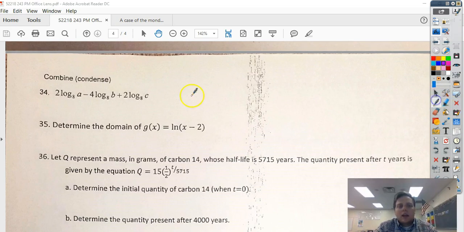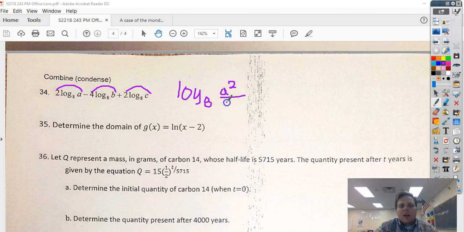Combine. Okay, so I have 2 log base 8 of a minus 4 log base 8 of b plus 2 log base 8 of c. Well, everything that's a number on the outside can go inside and become an exponent. Okay? So I'm going to have one big log base 8. Then this is going to be a squared. And since it's being subtracted, I'm going to change it to dividing inside the log. But this guy is adding, so it gets to go back on the numerator. And so there we go.